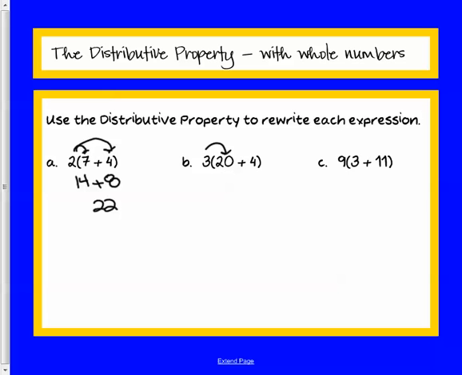If I had 20 green and 4 red, but I have 3 bags, I have 3 times 20, which is 60, and 3 times 4, which is 12, so I have a total of 72. In this one, 9 times 3 and 9 times 11, so 9 times 3 is 27, plus 9 times 11, which is 99, add them together and I get 126.